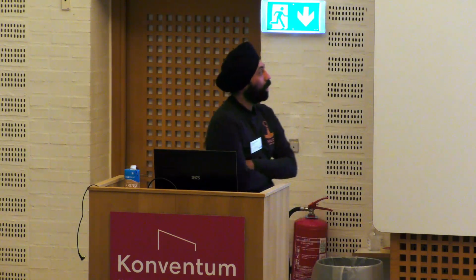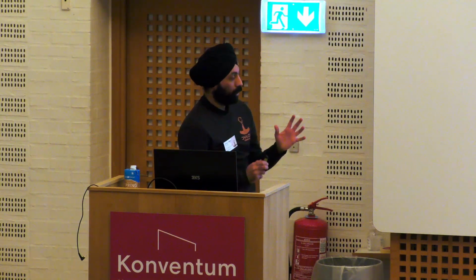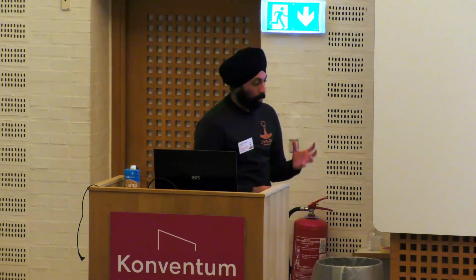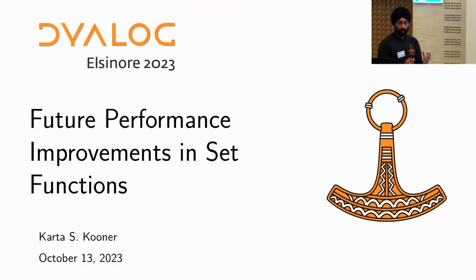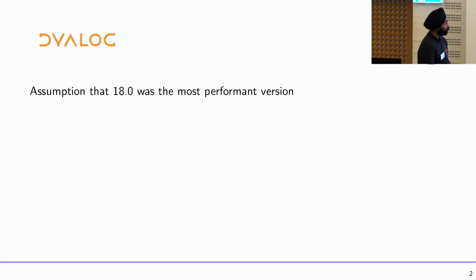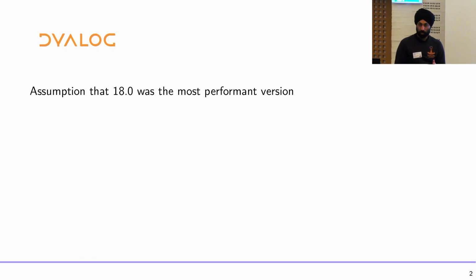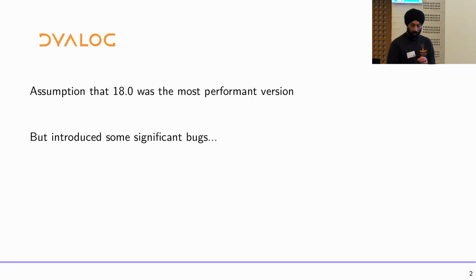As Morten mentioned earlier this morning, I'm going to be talking about the performance of what I call the set functions: membership, dyadic iota. But in a broad sense, we're touching on issues that affected version 18.0. If we cast our minds back to 18.0, there's an assumption that 18.0 was the fastest performing interpreter. But it also introduced some significant bugs.